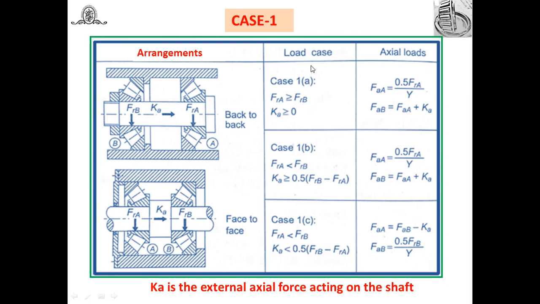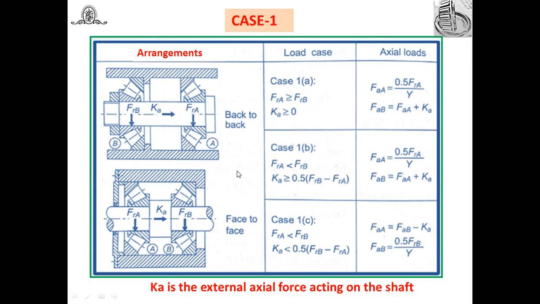Similarly, for part 3 of case 1, if FRA is less than FRB and K is less than 0.5 (FRB minus FRA), that time you have to go for this equation. Here the equation changes: FAA is equal to FAB minus K, and FAB is equal to 0.5 FRB by Y. The arrangement may be back-to-back or face-to-face; you just have to check whether FRA is greater than FRB or K is greater than 0, or FRA is less than FRB or K is greater than 0.5 (FRB minus FRA), and similarly for the other condition. Then you can use the expression according to your load condition, where K is the external axial force acting on the shaft.